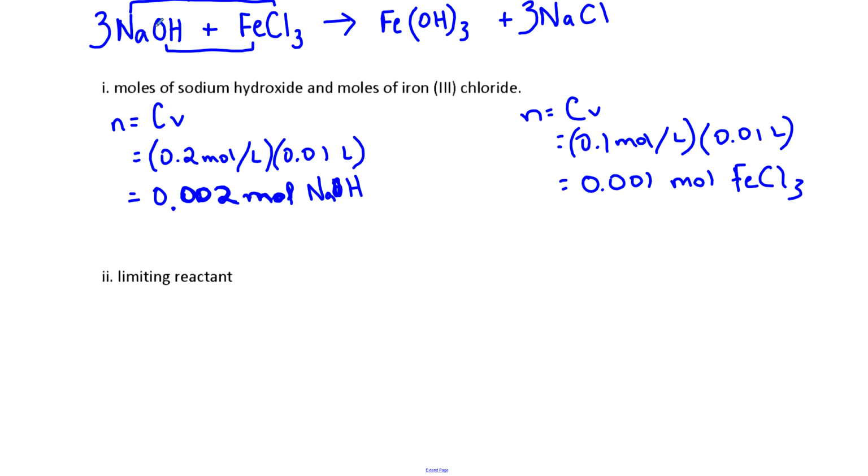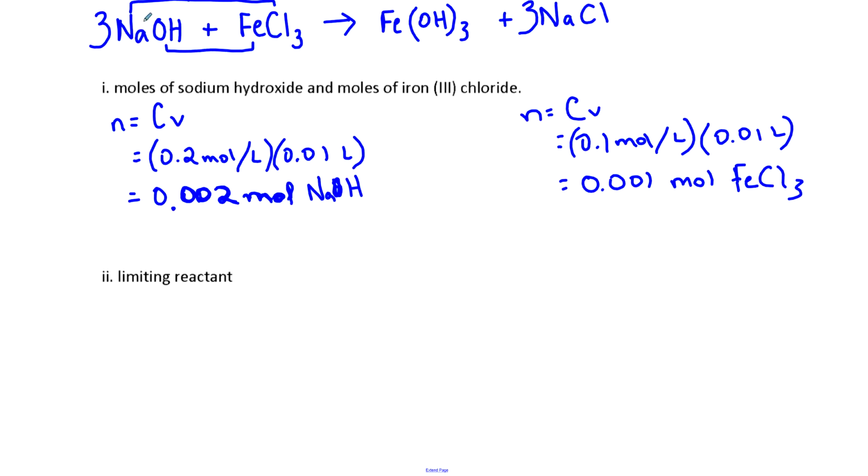Let's figure out which one of these is the limiting reactant. Just to review what a limiting reactant is: when you mix two things together and they react, one of the two is going to get used up first. It's going to run out. Whichever one gets used up first is going to cause the reaction to stop, because once one of the reactants is gone, there's nothing left for the other reactant to react with.